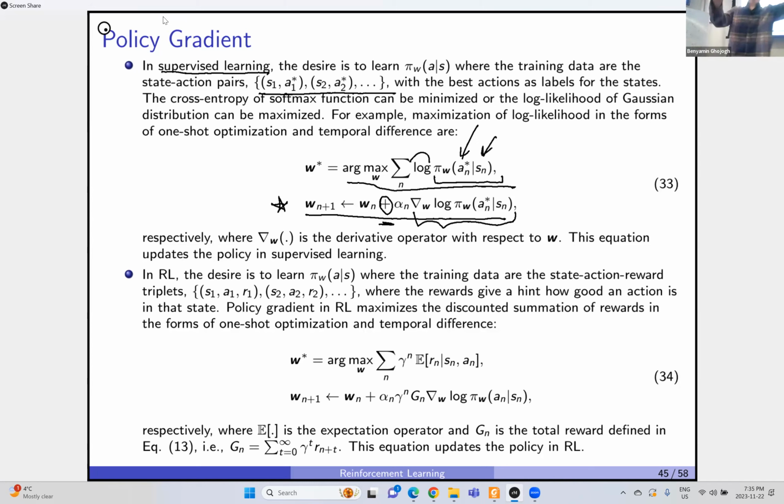Now come out of the supervised learning world and enter the reinforcement learning world. I don't have the best actions anymore for every state. I don't have the labels like that. I have triplets of this: a state, action, reward. I have a state, do some action, get some reward. Right? So S1, A1, R1, S2, A2, R2, etc. Now what should we do?